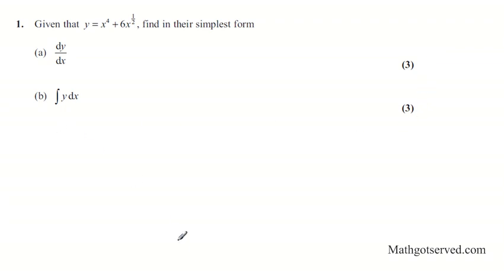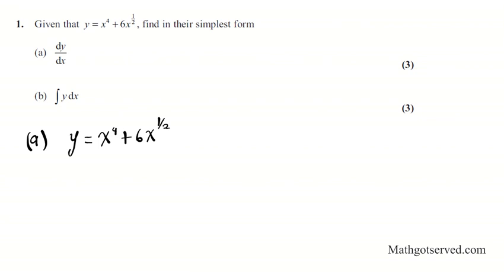Let's go ahead and take a look at the solution for part A. It's testing your knowledge of the application of the differentiation rules. So let's start with the original function: y equals x to the 4th plus 6x to the 1/2. We have the sum of 2 powers, so we're going to use the power differentiation rule to differentiate these.